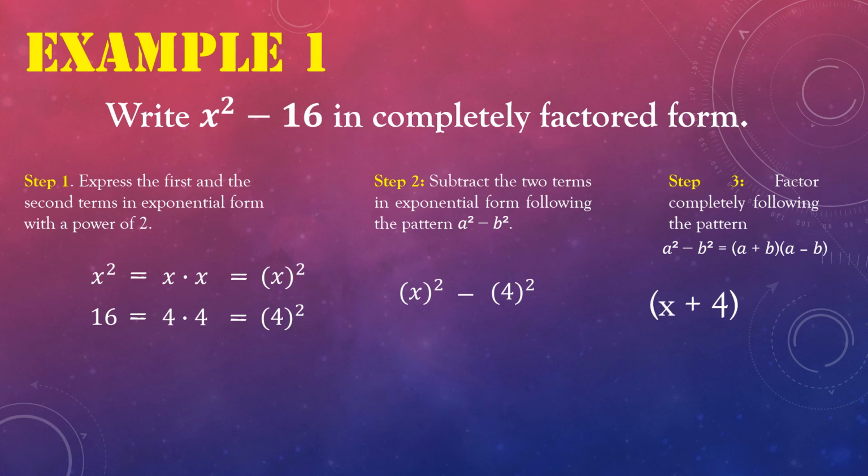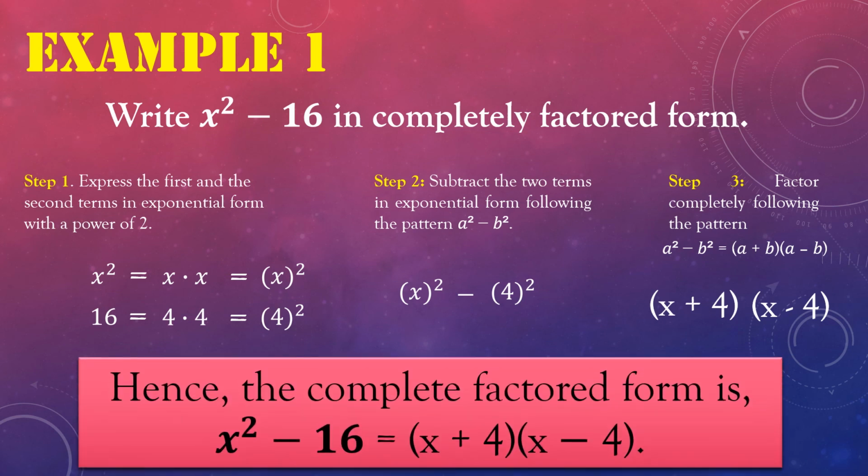So to factor out, x plus 4 times x minus 4. Conclusion. Hence, the complete factored form is x squared minus 16 is equal to x plus 4 times x minus 4.